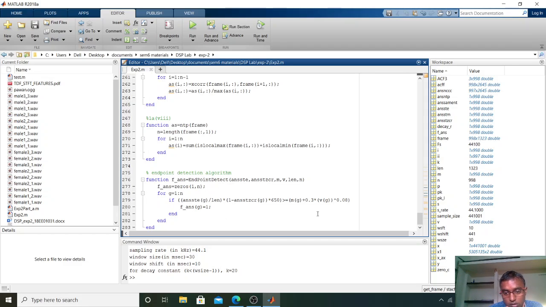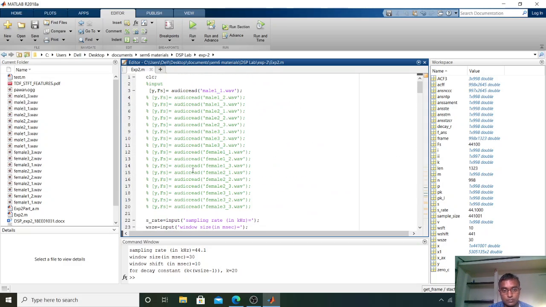This one is my model, where I first calculate the threshold value. The threshold value is m of g plus 0.3 v of g to the power 0.08, where m represents the mean and v represents the variance. Then I check whether the value is greater than or equal to my threshold value or not. If it is greater, I return 1, otherwise I give it 0. So in this way my endpoint detection algorithm is working.